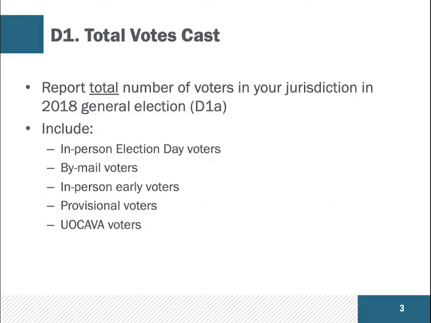The first question in Section D asks for the total number of votes cast in your jurisdiction. This includes all methods of voting: in-person, by mail, early, provisional, and EAVS. This total will be recorded in D1A.